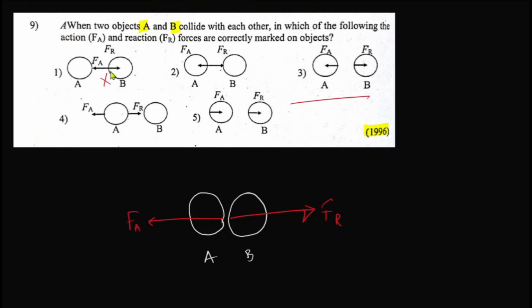This is wrong. Why? Because the action and reaction cannot be on the same object. So according to Newton's third law, the action and reaction should be equal in magnitude but opposite in direction. Both are in equal direction, so this is also wrong. So therefore the correct answer is this, right?